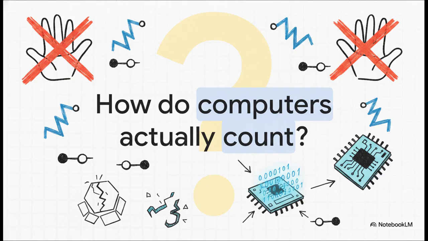Which brings us to a pretty fundamental mystery. Think about it for a second. If machines don't have fingers to count on like we humans do, how do they process information? Like, how do they actually count? We take our normal numbers for granted every single day, but a computer is essentially just a box of metal, silicon, and electricity. It doesn't inherently know what a 7 or a 9 is.